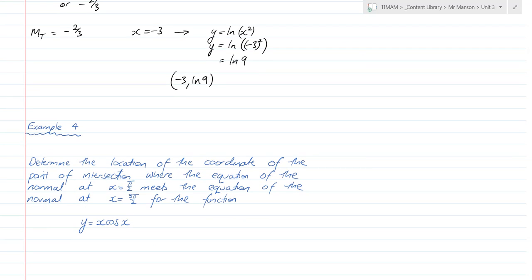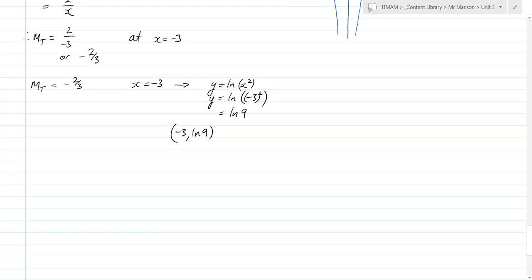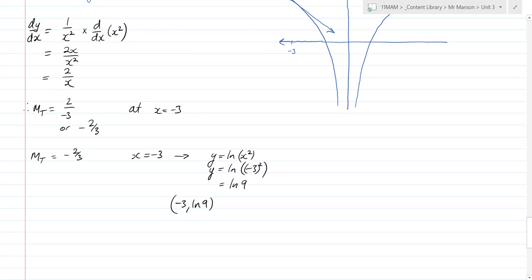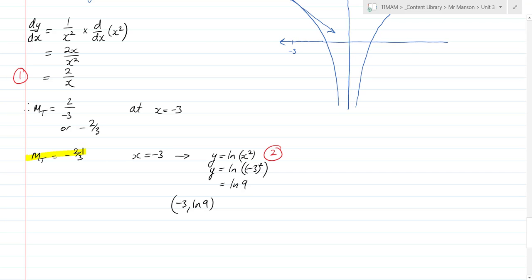Any questions about that so far? And remember our process: step 1, find the gradient of the tangent. Step 2, find the coordinate if we need to. Highlight the gradient, highlight the coordinate. Now that I've got the coordinate and the gradient, finding a linear function is fairly trivial. Albeit I've got a pretty horrible number here. 9 is not a nice number. I'm going to leave it as the natural log of 9 and keep it exact, and I encourage you to do that as well.